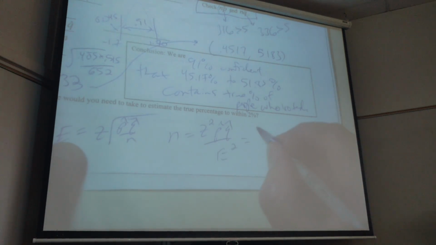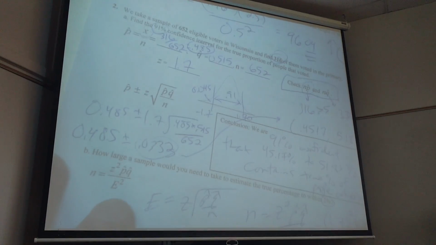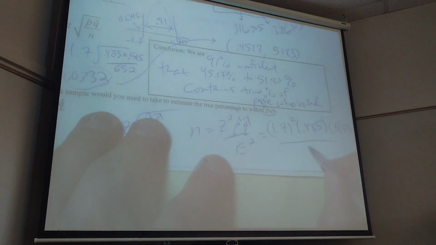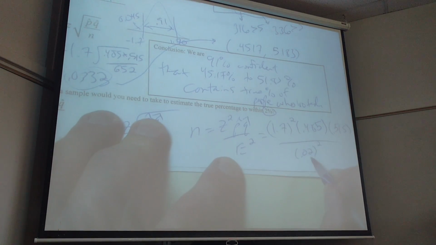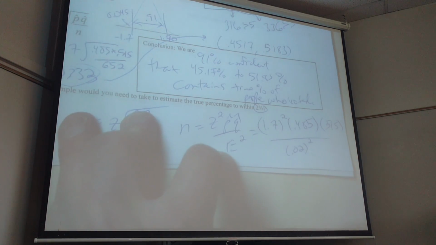So now I just got to plug and chug. I got z is 1.7. P hat was 0.45. Q hat was 0.515. E, what do I want E to be? Yeah, within 2%. So up here it took 652 to get within 3 1/3% almost. So I'm going to have to take a lot more than 652 to get it all the way down to 2%. So if I put 0.02, be careful, don't just put 2 down here, put 0.02 squared. 2% isn't a number. 0.02 is the number.